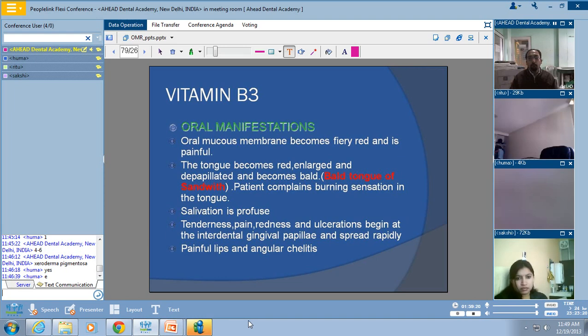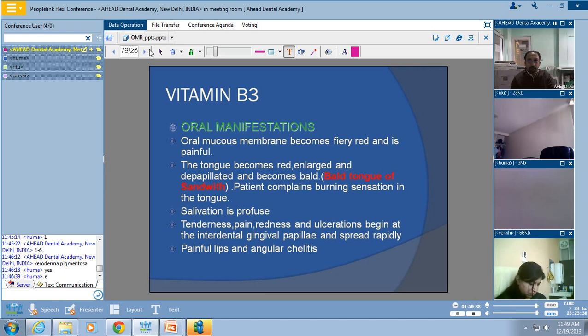It is called bald tongue of Sandwith. The patient complains of burning sensation. Obviously, whenever there is a loss of papilla, it's very obvious that the patient will be having burning sensation. Is it clear?